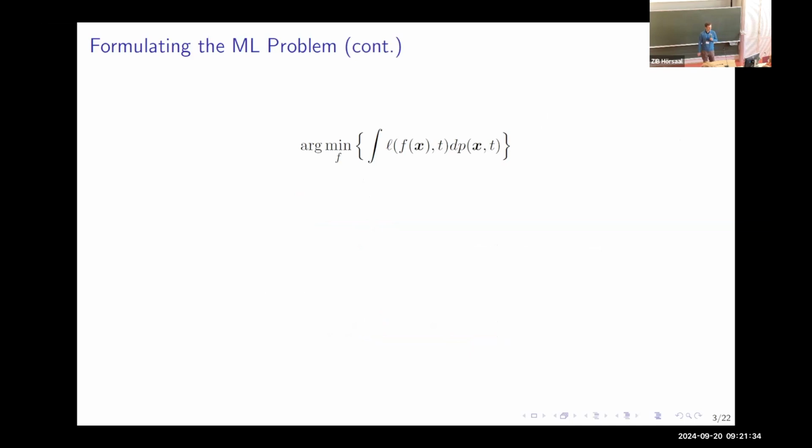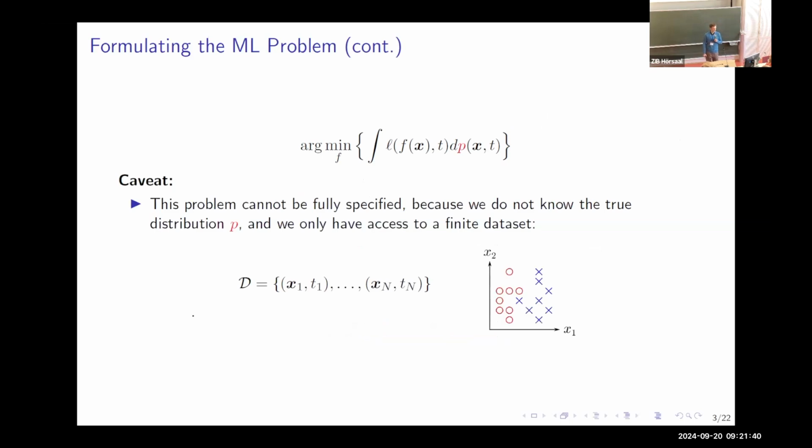Okay, so this is the formula I was just showing in the previous slide. Now there is a caveat with that. The caveat is that the distribution P of X and T is never really observable, never really accessible. We don't know exactly what will happen at test time. So it's not just a memory exercise. We only have access to a data set.